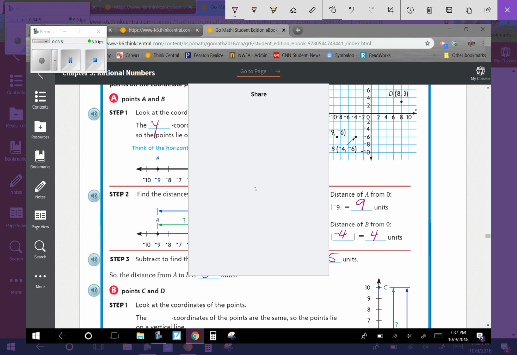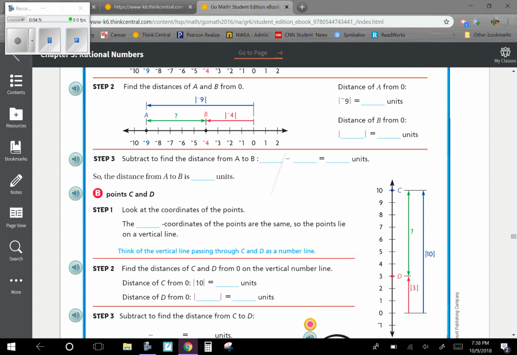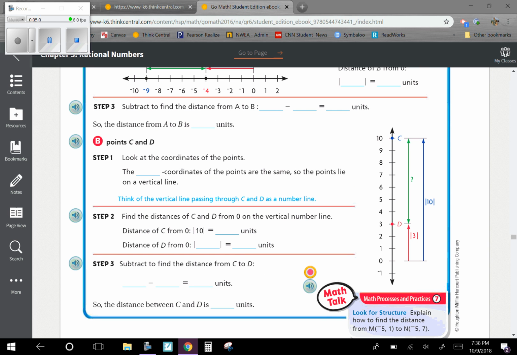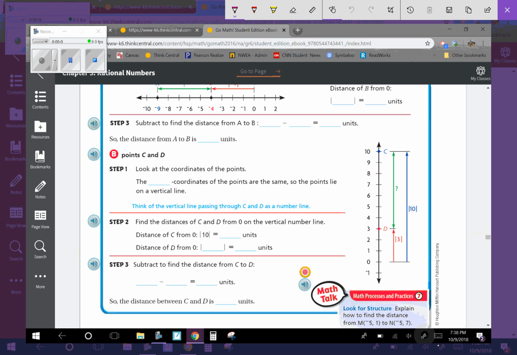Looking here at B, it says points C and D. So we're going to look at the coordinates of the points. The x coordinates of the points are the same. So the points lie on a vertical line.